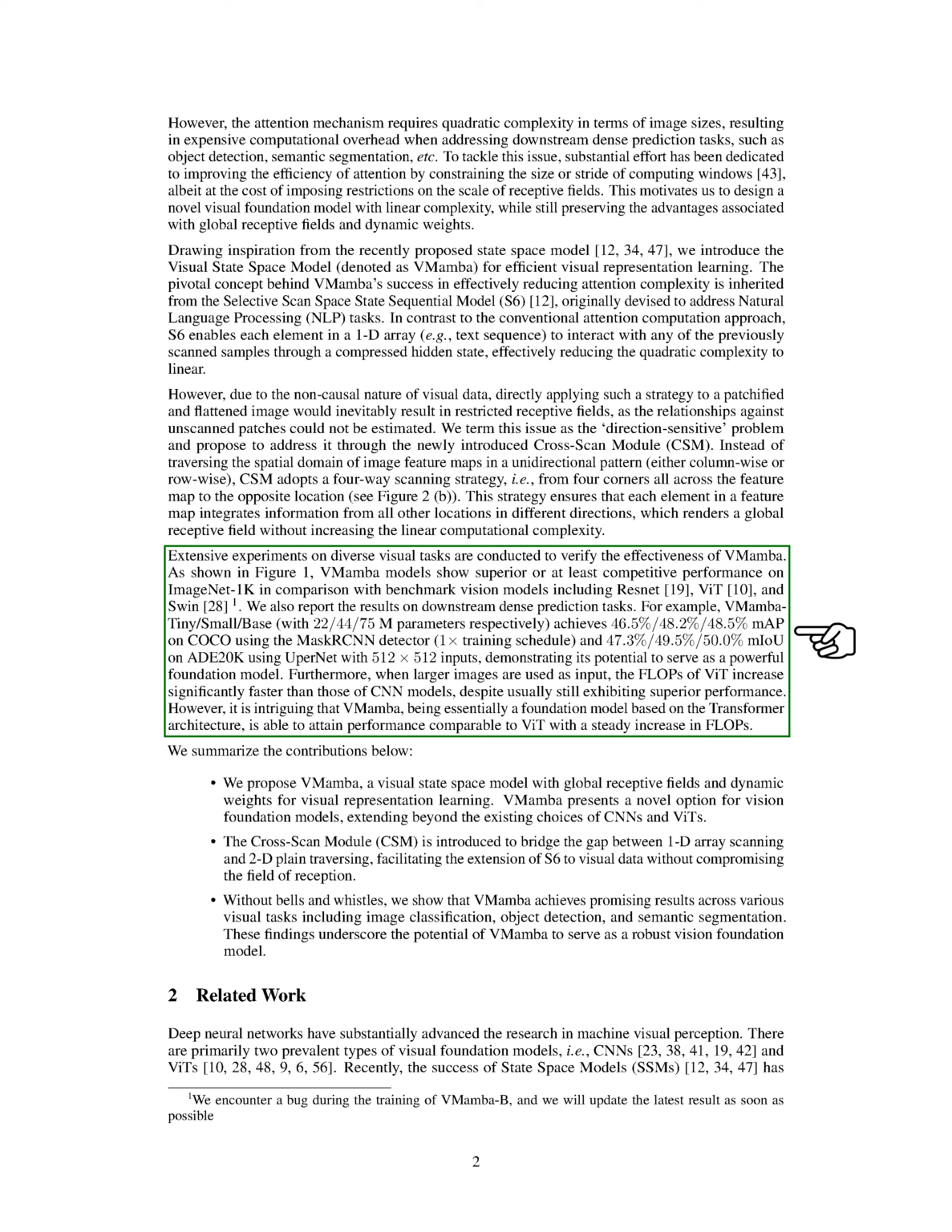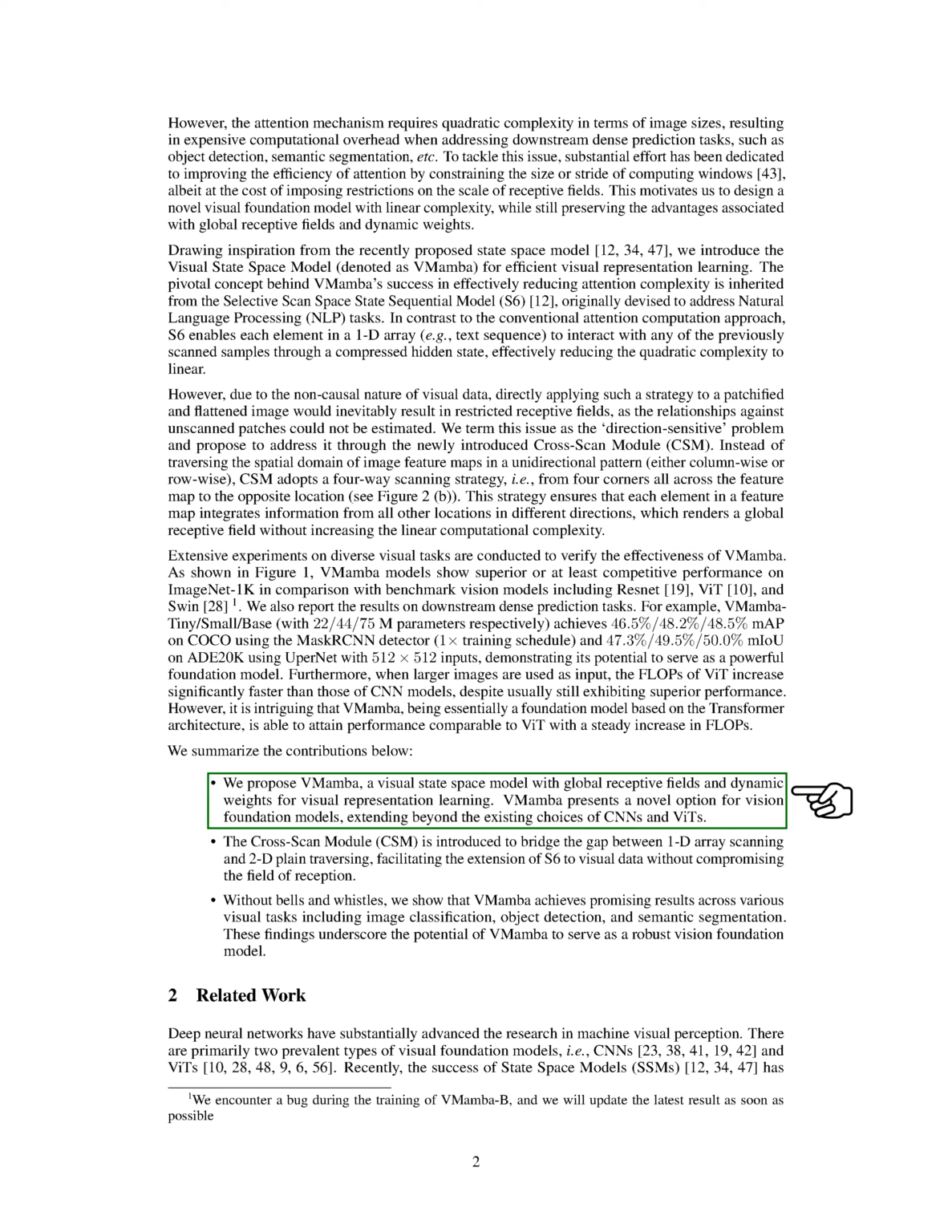Interestingly, when larger images are used as input, the flops of ViT increase significantly faster than those of CNN models, despite usually still exhibiting superior performance. However, V Mamba, which is essentially a foundation model based on the transformer architecture, is able to attain performance comparable to ViT with a steady increase in flops.